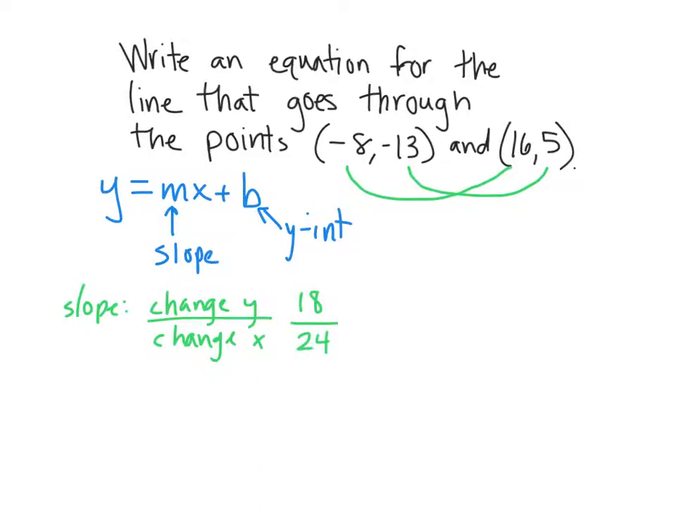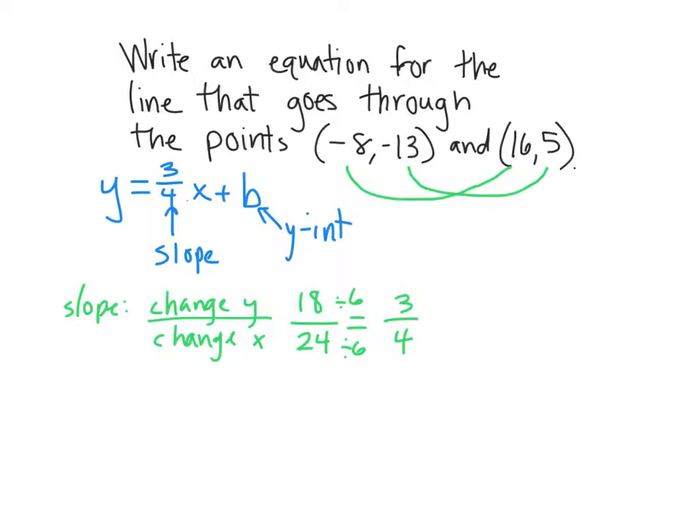And now we just need to simplify this fraction. I'm going to divide both by 6 to simplify it, and I would get 3/4. So 3/4 is my slope. When I look at my equation, I now know what that number is. So this m is 3/4. And now I need to find my y-intercept.